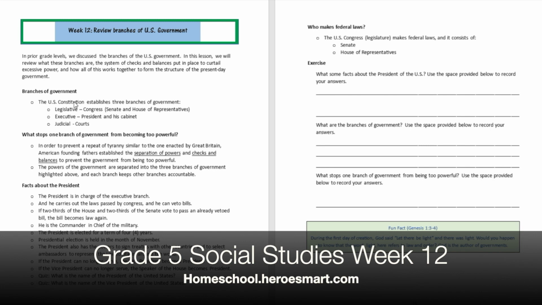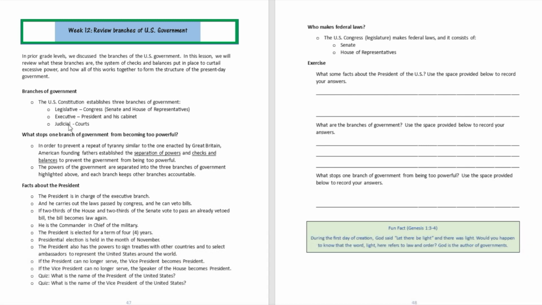So what are the 3 branches of government? Well, can somebody tell me that? Legislative, executive, and the judicial. What's the legislative? Well, that's going to be the Congress, which is going to be made of the Senate and the House of Representatives. The executive will be made of the president and his or her cabinet. And then the judicial is going to be made of the courts, the Supreme Court for the most part.